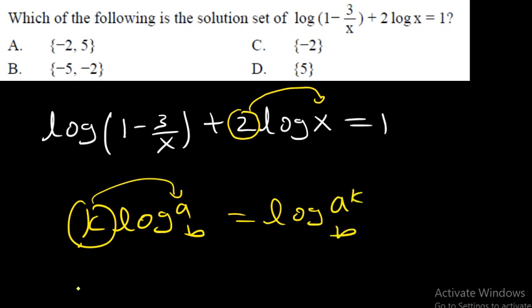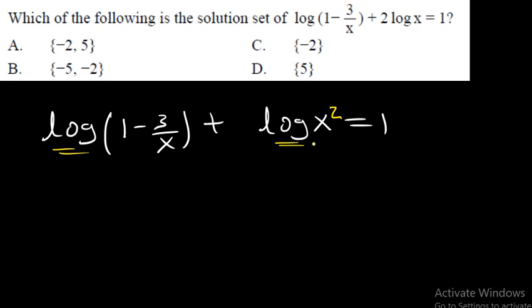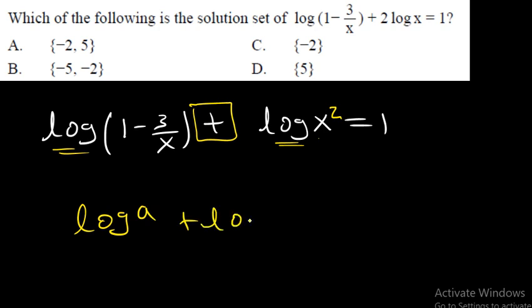I can write it in this way, but this time the base is 10. No base written means the base is 10. We call it common logarithm. So let me bring it here as x squared. Now this logarithm and this logarithm are in the same base, and the middle one is plus. Remember, there is a rule: logarithm of a plus logarithm of b, if we have two logarithms in the same base, I can write it as logarithm of a times b. Okay, I can multiply.